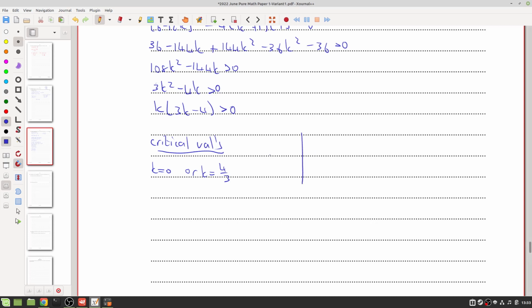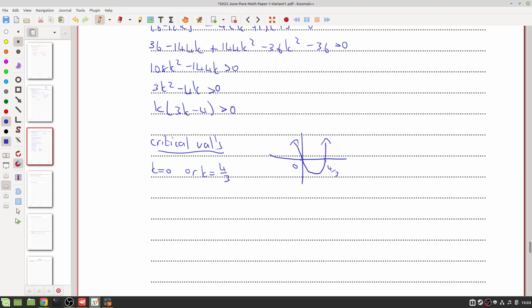But then we draw a little diagram just to show what we're looking for. So these critical values are x-intercepts in some sense. So it's going to be at 0 and at 4 over 3. So at 0 and at 4 over 3.